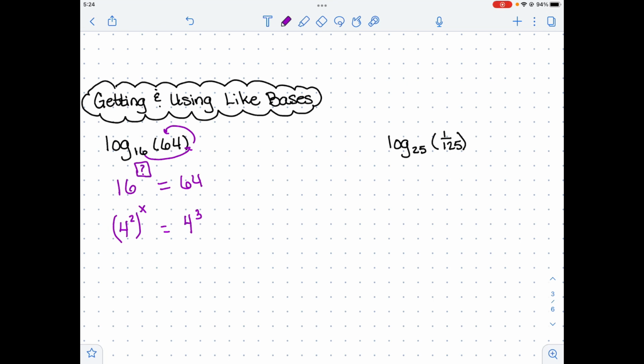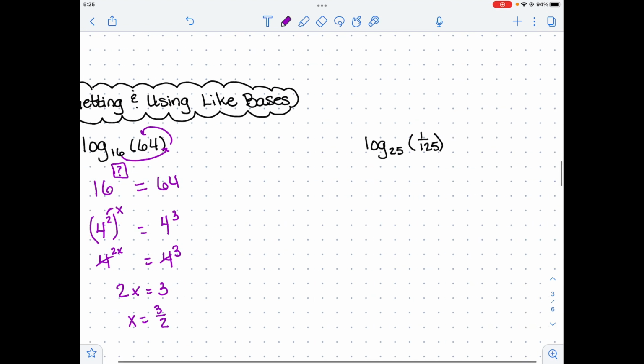Okay, so now I have like bases, and then I have to remember some power rules. When I have an exponent raised to a power, I have to multiply these two pieces. So that is 4 to the 2x equals 4 to the 3rd. And because my bases are the same, I can now cancel those out and just set my exponents equal to each other. And when I do that, now I can solve. So x would be worth 3/2. So if I was evaluating log base 16 of 64, that's worth 3/2.